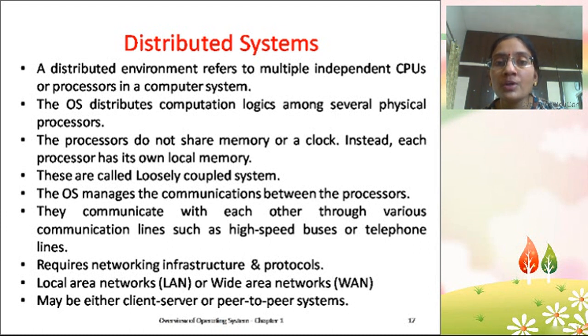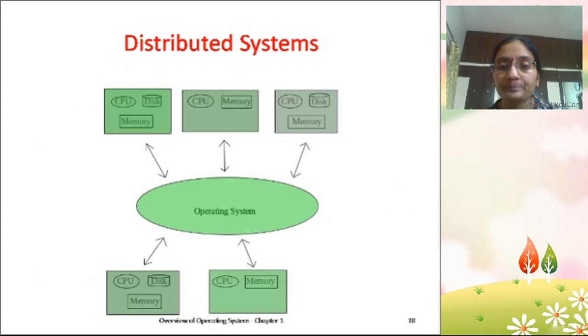The processors do not share memory or clock. Instead, each processor has its own local memory. These are called loosely coupled systems. The operating system manages communication between the processors. They communicate with each other through various communication lines such as high-speed buses, telephone lines, or even Wi-Fi. It requires networking infrastructure and protocols. Local area networks and wide area networks can be used, and it may be either a client-server or peer-to-peer system.